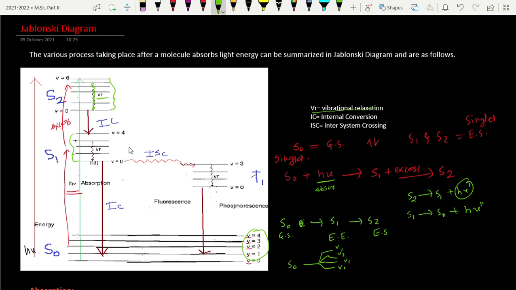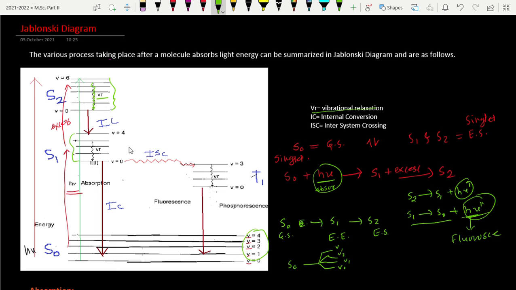When the molecule absorbs energy, the electron gets excited, and when the molecule comes down to the ground state, it loses energy. This one is emitted energy and this one is absorbed energy. The emitted energy, when the electron comes from the higher singlet excited state to the lower singlet state, that is S1 to S0, is known as fluorescence.